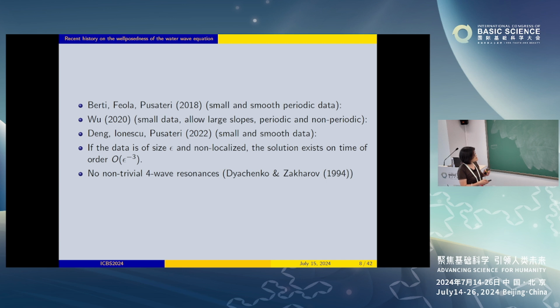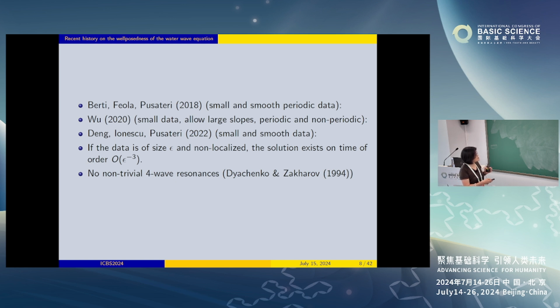For this matter, in fact, there is a lot of work, which I'm mentioning here. This is a formal calculation by Dyachenko and Zakharov. They show by formal calculation that there are no non-trivial four-wave resonances. In other words, there is a Birkhoff normal form change, and after that, the cubic nonlinearity is still there, but it's an integrable equation. So if you remove all the quartic and higher order terms, you get an integrable system.